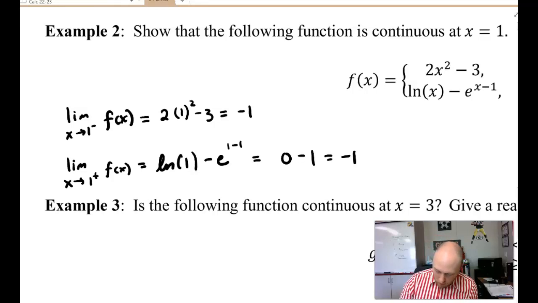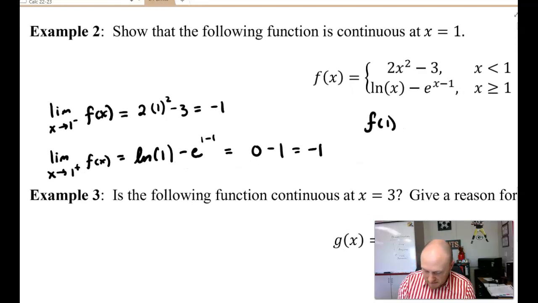All right. One last thing to check. I have to see what the function value is. So I want to say, what is f of 1? Is it defined? Is it equal to the limit, whatever that limit is, which is negative 1? And you'll see that 1 is part of the domain for our second piece. So yes, we already found that. That's negative 1.